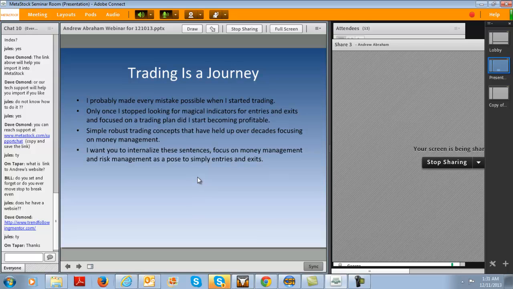I made every mistake possible when I traded. I looked for magical indicators for entries and exits. I never even knew what a trading plan was. Then once I had help from mentors, and I developed a trading plan that I believed in, and followed, and accepted the uncertainty of any trade, I started to become profitable. I found that simple, robust trading concepts like trend following hold up over decades as long as you're focusing on money management. And really internalize what I'm saying: it's not the entries, it's not the exits, there's no magical indicators, there's no magical anything. Once you realize they don't exist and focus on a plan, and you can use trend following, you can use trend retracements as part of your entries, then you're going to possibly put yourself on the path of profits.